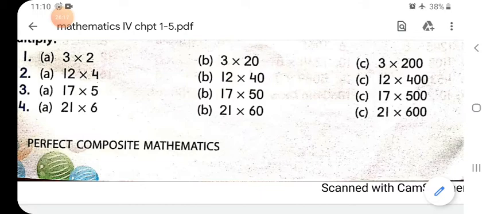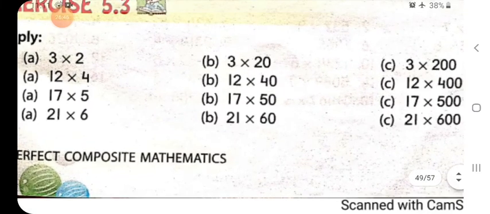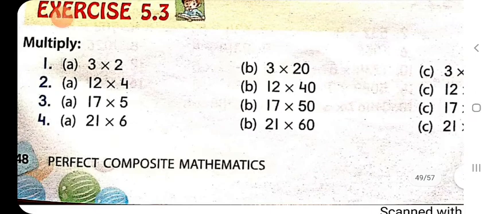Okay, I'll just show you one more example. All these three parts are just like each other. I'm going to solve one more sum here for you all. I'll just take sum number 3. 17 multiplied by 5, 17 multiplied by 50 and 17 multiplied by 500, all three parts.